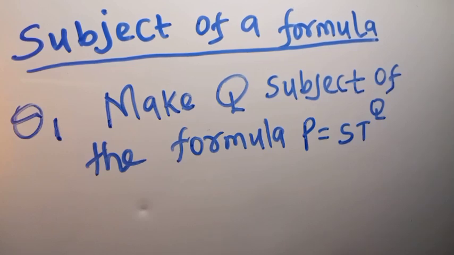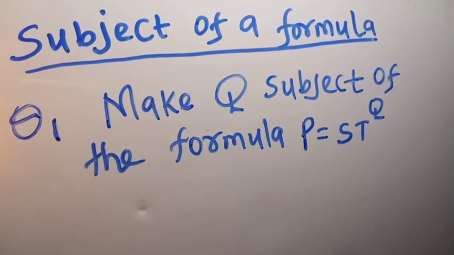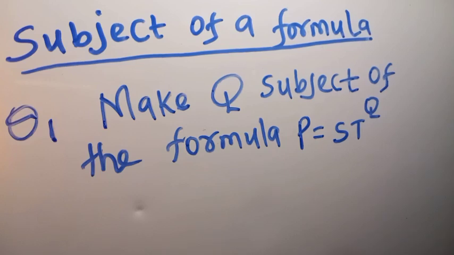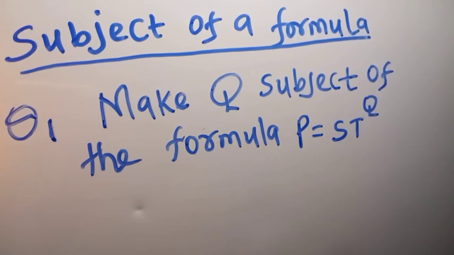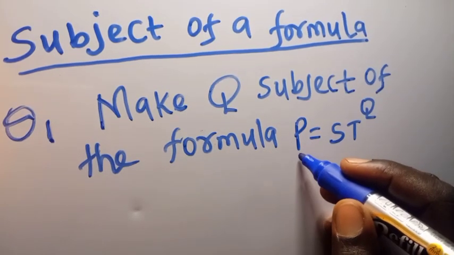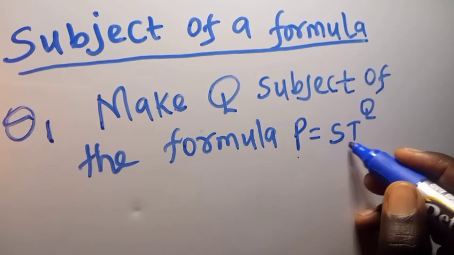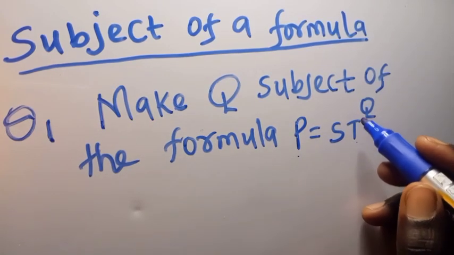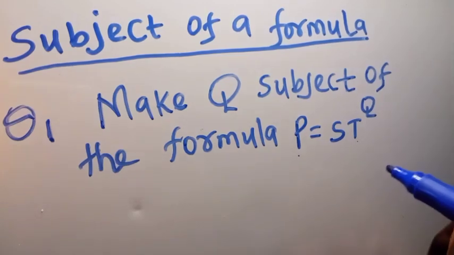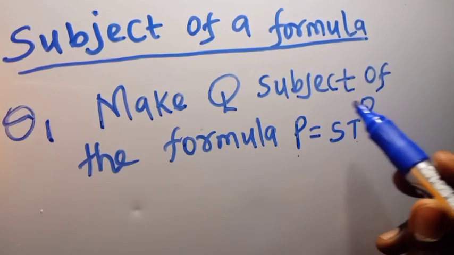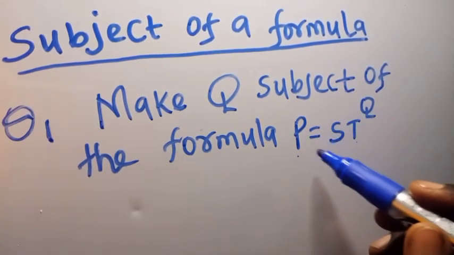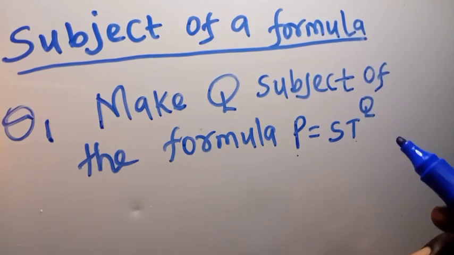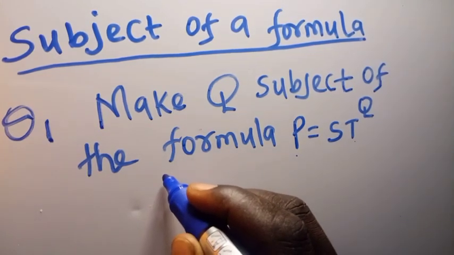I want us to have a look at this question of the subject of a formula. Now, the question is make Q the subject of the formula. That is P equals ST raised to Q. Now, I want us to make Q the subject. That means we have to rearrange this equation so that we remain with Q on one side. Now, let us have a look at the solution.